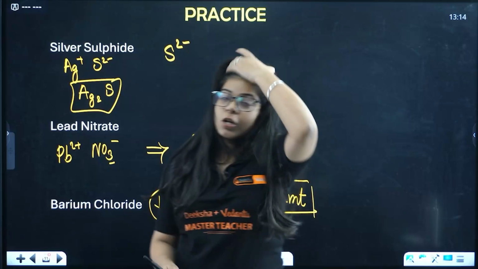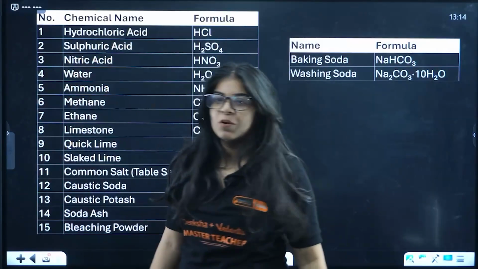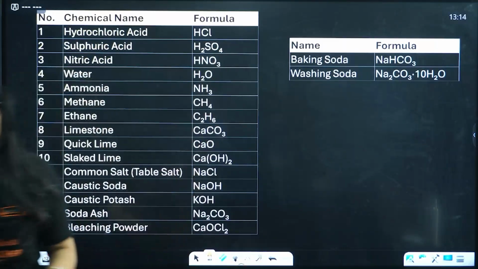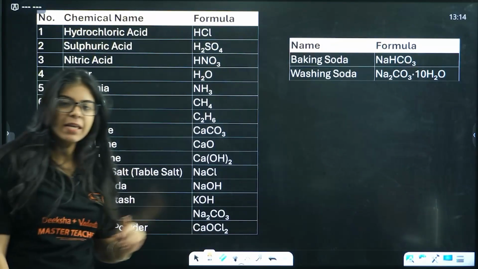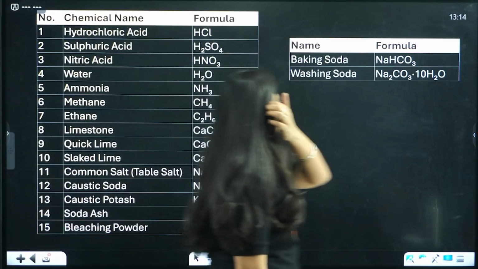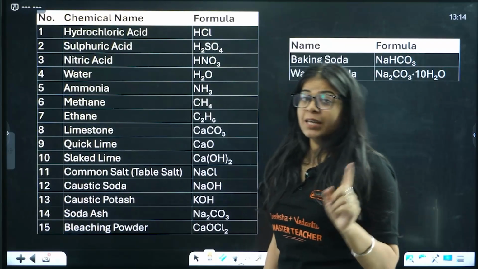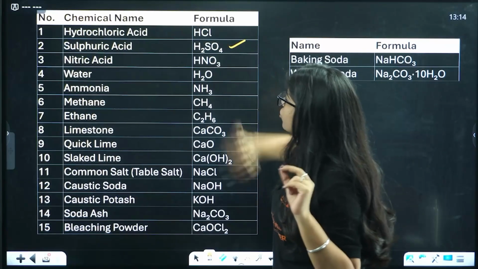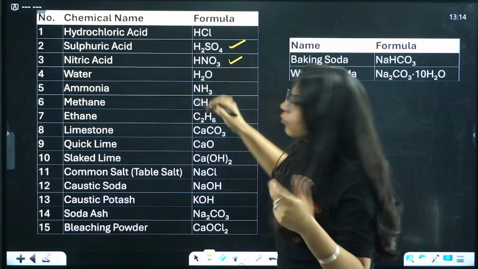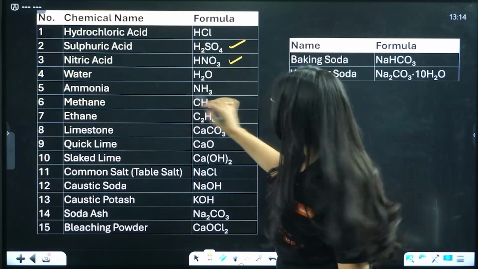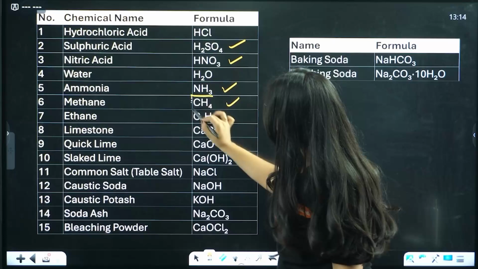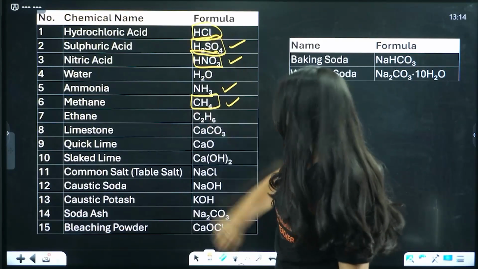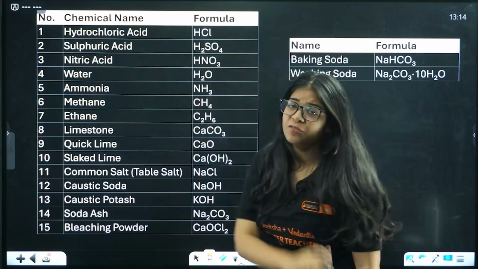No, wait, I have one more thing, very important thing. These are some of the very important formulas that you need to remember. Again, you can take a screenshot because these will be very important. First is your hydrochloric acid, HCl. Very easy, will be used in chemical equations and reactions. So make sure you remember all these. Okay, sulfuric acid H2SO4, nitric acid HNO3, water. Ammonia is NH3, methane is CH4, very important, HNO3 and H2SO4 and HCl, very important. All are important, but these three are very, very important.